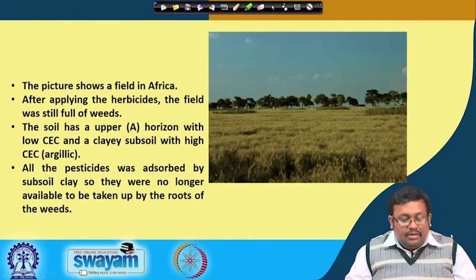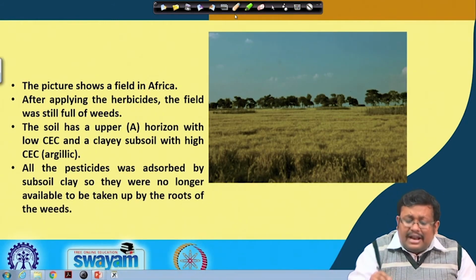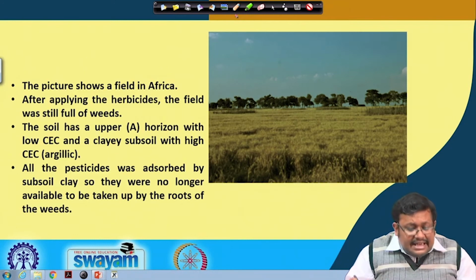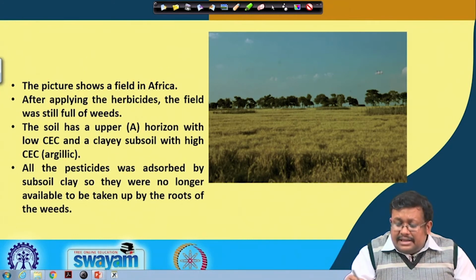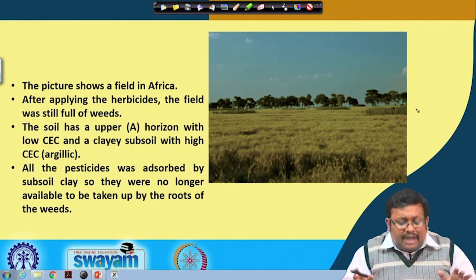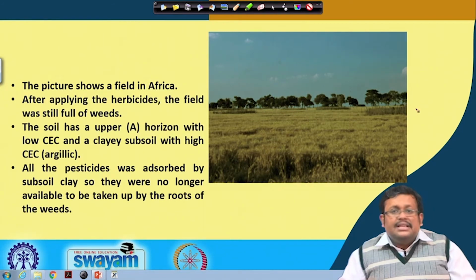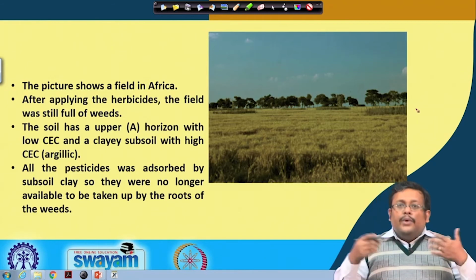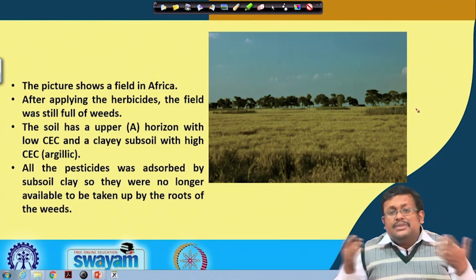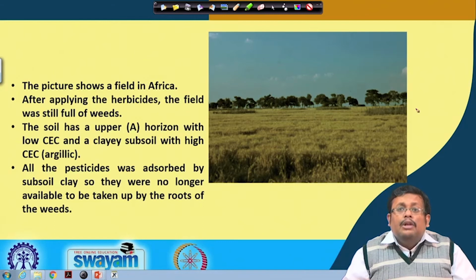Now, this is a picture of an African field, and you can see that in this field the farmers have applied herbicides and the field is still full of weeds. What is the reason behind that? There is a bizarre condition. We are applying the herbicides to kill the weeds, but we are still finding that the field is full of weeds.